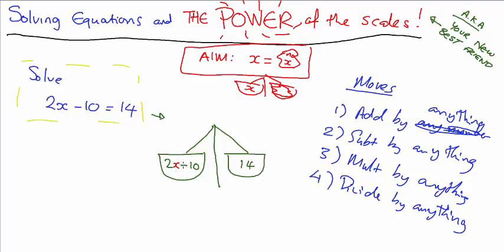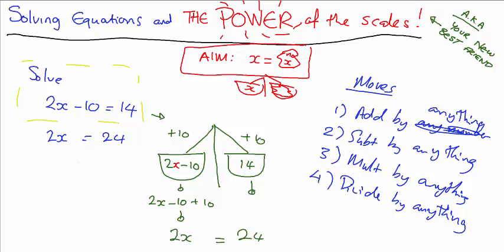So here's the first thing we do. What if I add 10 to each side? And this is going to be a good move. Let me show you. We had 2x minus 10. Now we're adding 10. By simplifying terms, minus 10 and plus 10 literally make 0. They're going to cancel each other out. So we're left with 2x. This side is just 14 plus 10, which equals 24. So we can literally take this equation to 2x equals 24.